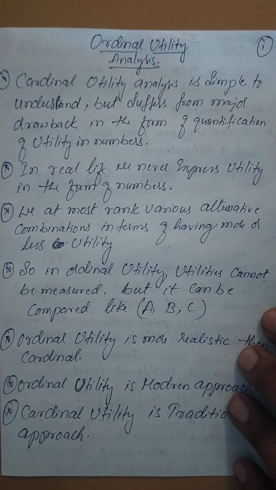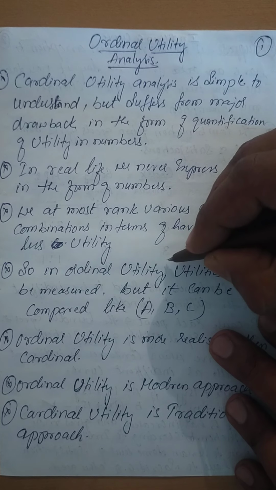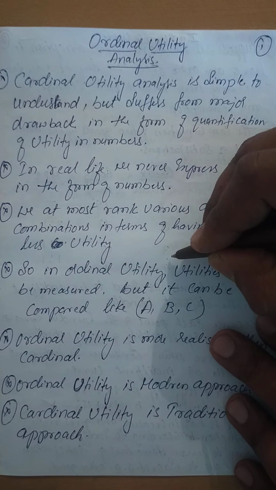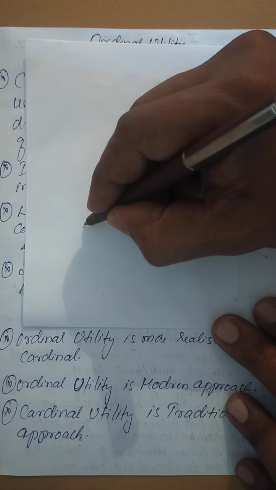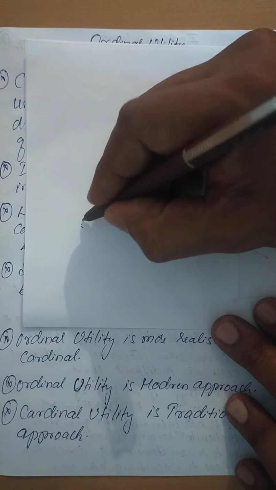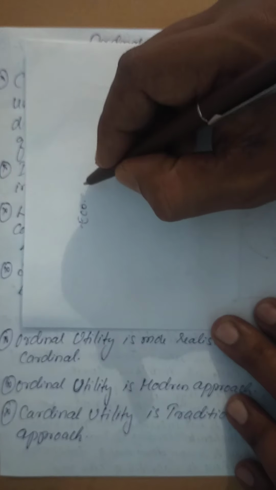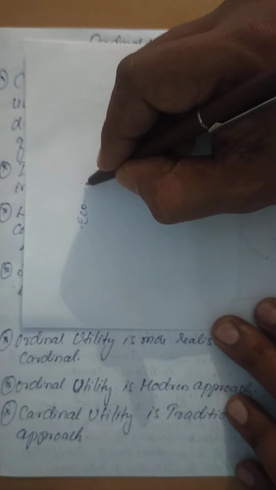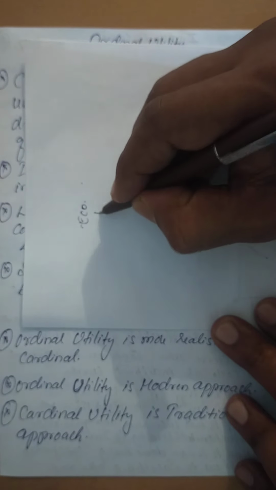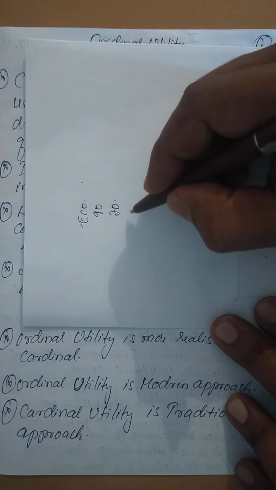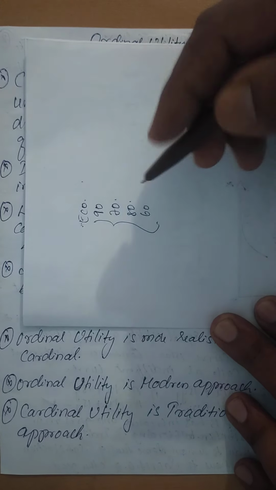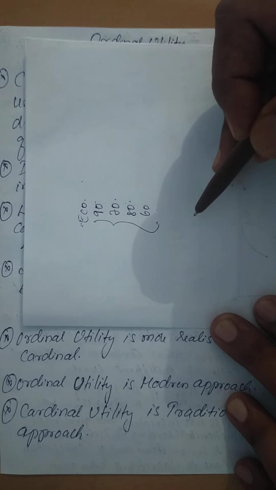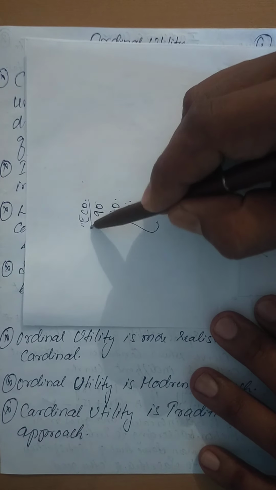For example, let me write here. If a person has scored marks in a subject like economics, in economics only we can take. So he has scored 90, he has scored 70, scored 80, scored 60. So here you have different categories of marks for this particular subject.